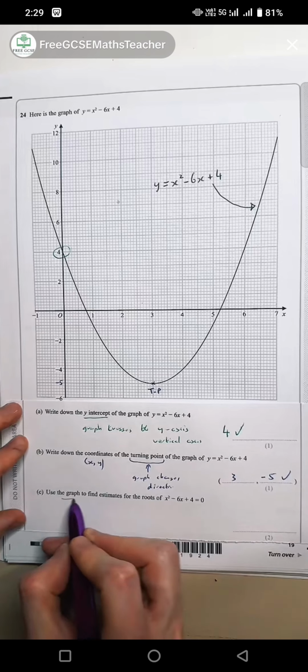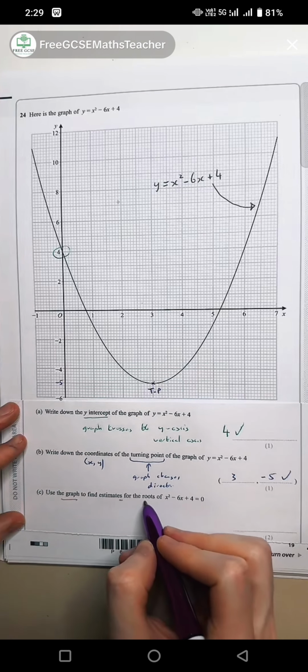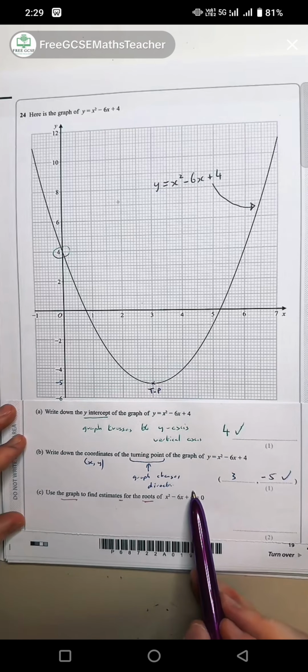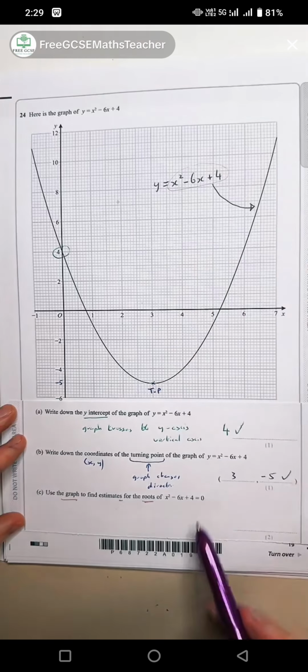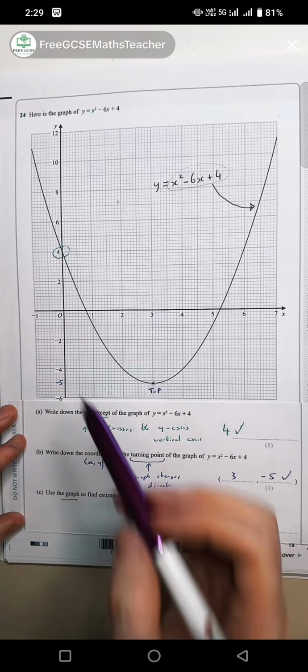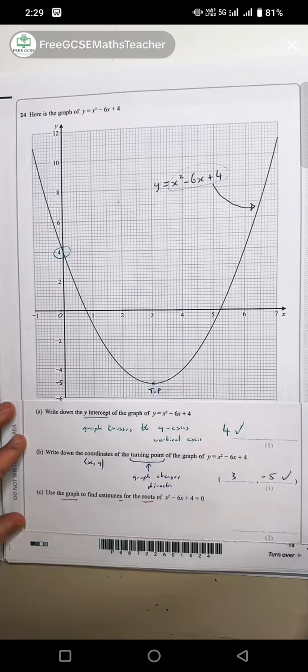It says use the graph, so you're not using algebra. Find estimates, that's plural. That means there's more than one. And again, roots. So first of all, always check it's the same graph. It's the same quadratic, x squared minus 6x plus 4 equal to 0. Your roots is where your graph crosses the x, the horizontal axis.